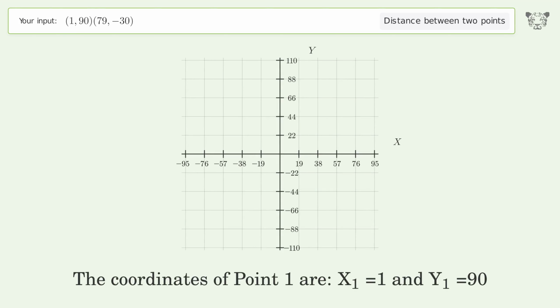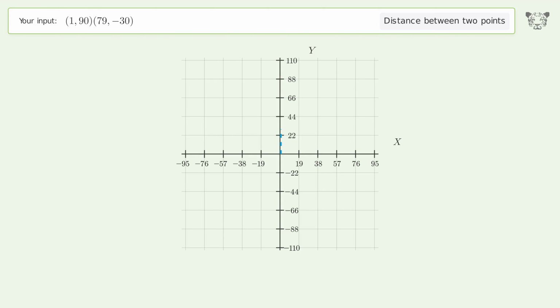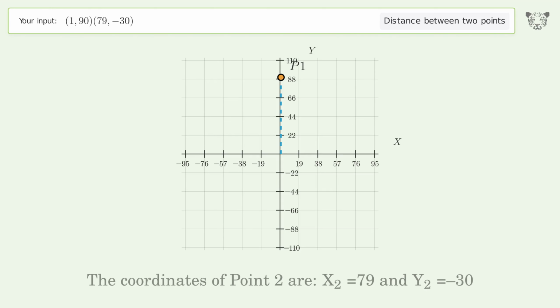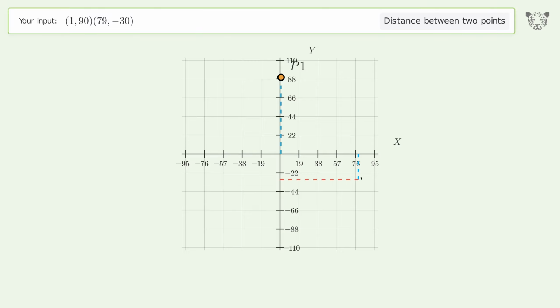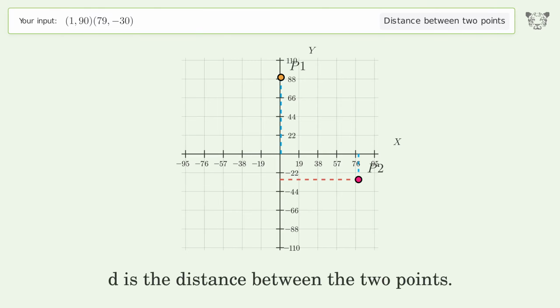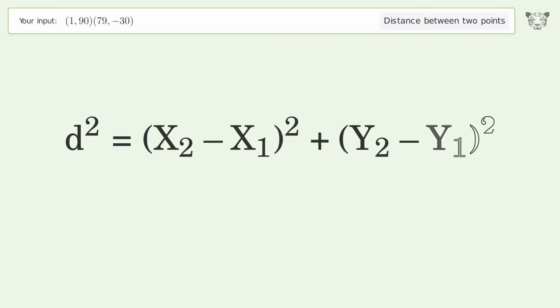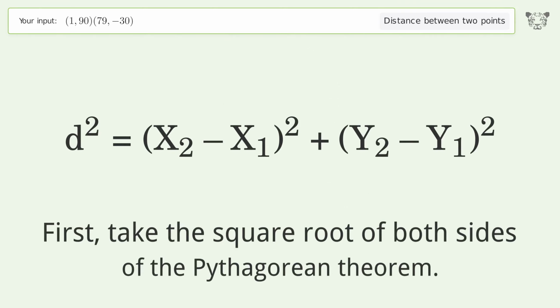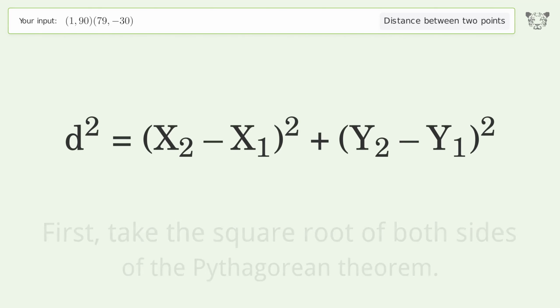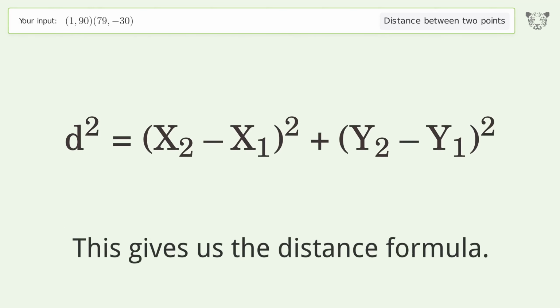The coordinates of point 1 are x1 equals 1 and y1 equals 90. The coordinates of point 2 are x2 equals 79 and y2 equals -30. D is the distance between the 2 points. First, take the square root of both sides of the Pythagorean theorem. This gives us the distance formula.